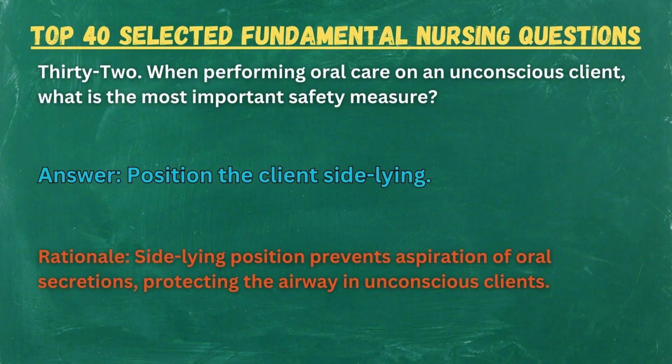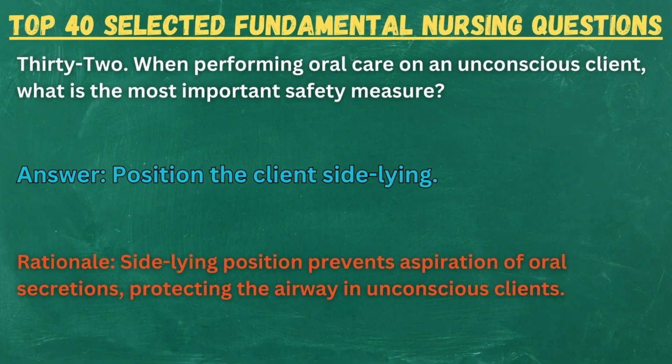32. When performing oral care on an unconscious client, what is the most important safety measure? Answer: Position the client side-lying. Rationale: Side-lying position prevents aspiration of oral secretions, protecting the airway in unconscious clients.